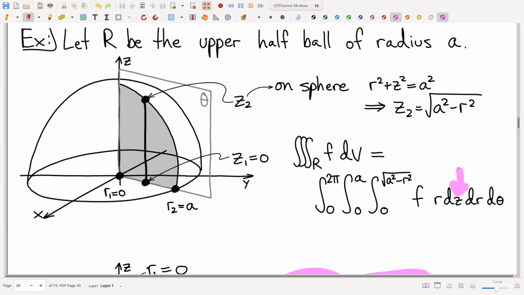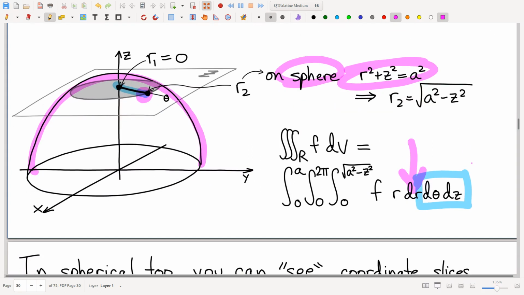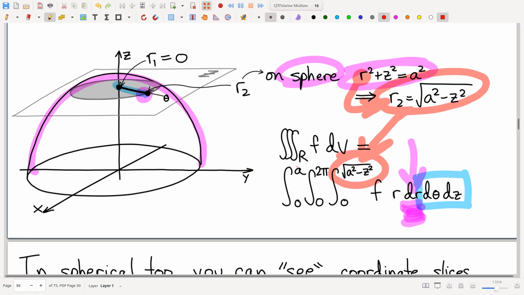We are no longer solving for z, right? We are now solving for r. So you solve for r in this algebra, and you get square root of a squared minus z squared. Everybody happy? But don't step on that landmine. It's easy to mess that up.